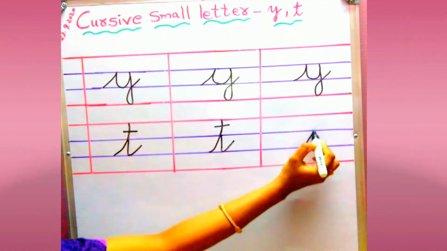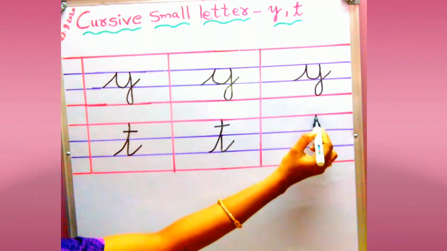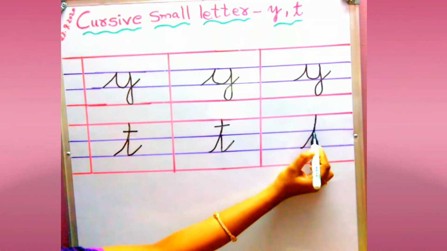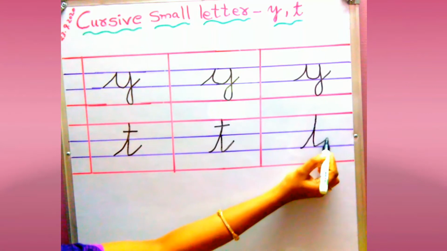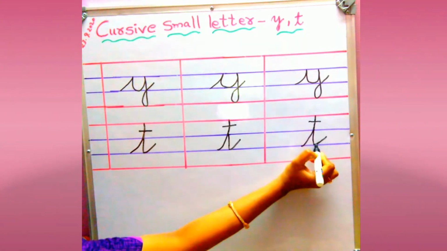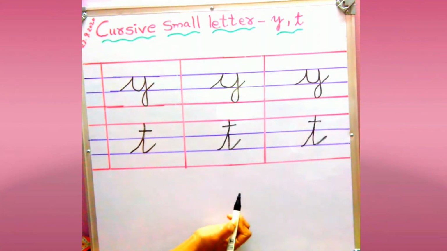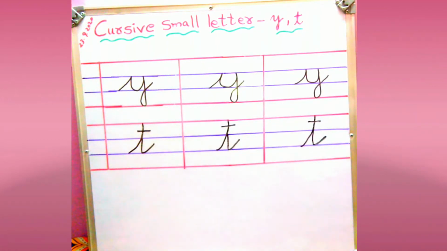Slanting line from the blue line to the top red line. Come on the same slanting line till the first blue line and draw a standing line and a slanting line and a small sleeping line makes the letter T. Okay children? Now I will teach you how to write Y and T step by step.